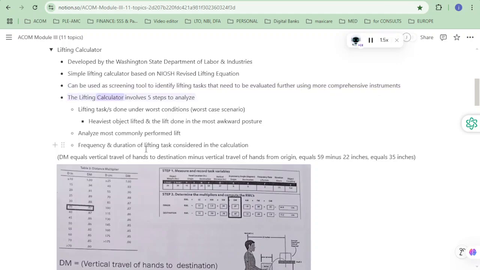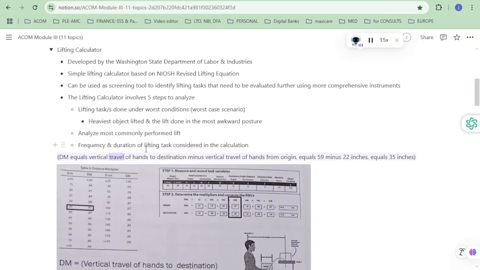The lifting calculator involves 5 steps to analyze. Lifting tasks done under the worst conditions, the worst case scenario. The heaviest object lifted and the lift done in the most awkward posture. Analyze the most commonly performed lift. Frequency and duration of the lifting task are considered in the calculation.